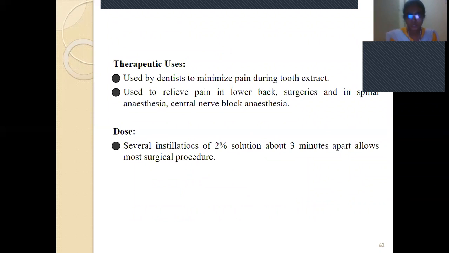and cardiac arrest. Uses: it is used by the dentist to minimize pain during tooth extraction. So it is mainly used by the dentist during tooth treatment, and also used to relieve back pain in surgeries, in spinal anesthesia and central nerve block anesthesia.